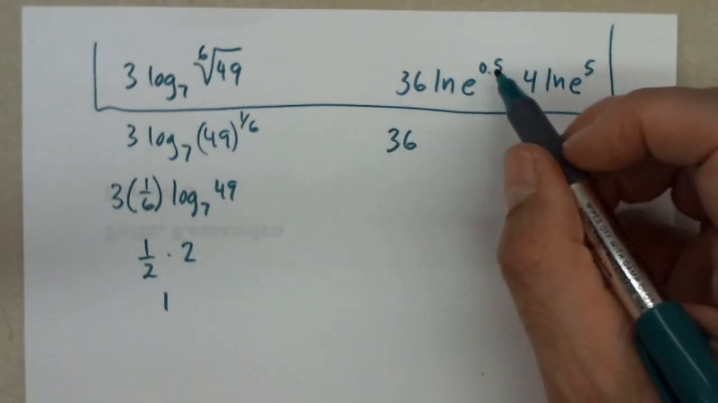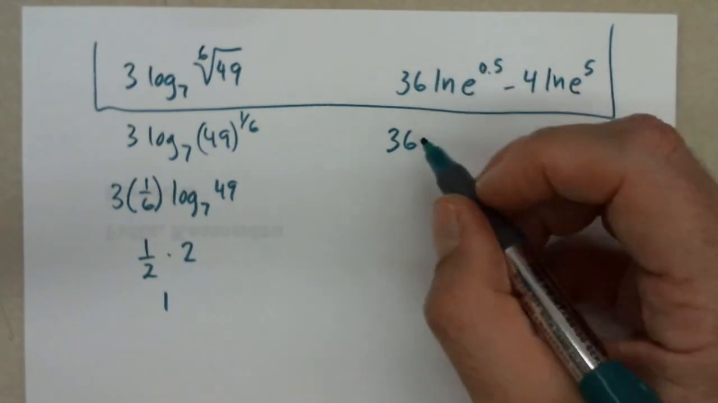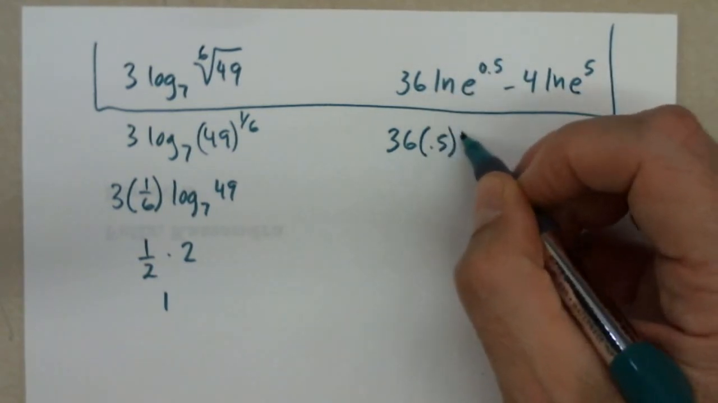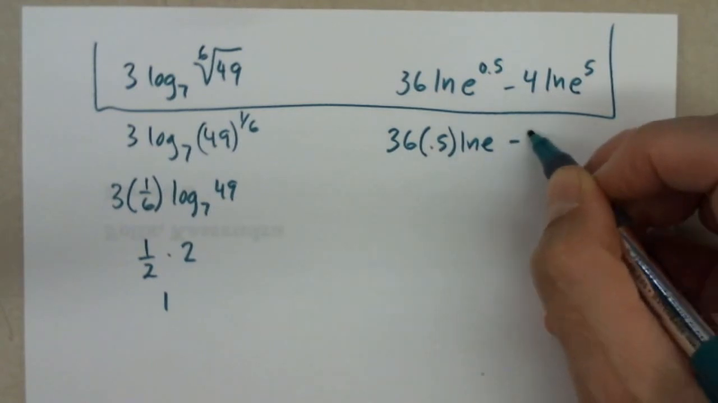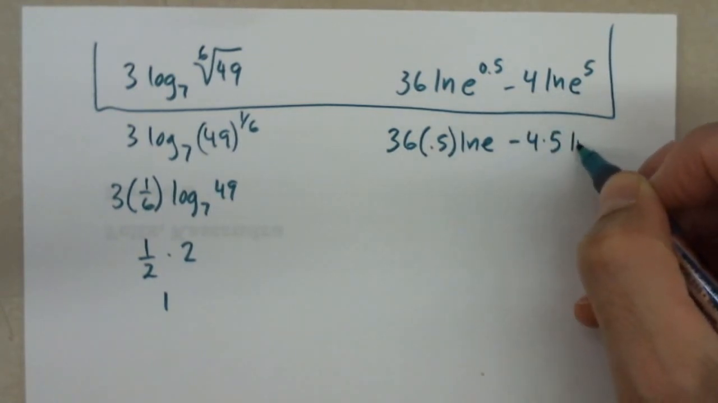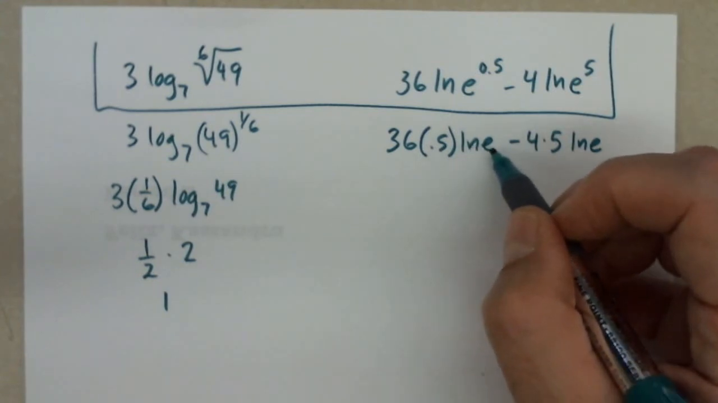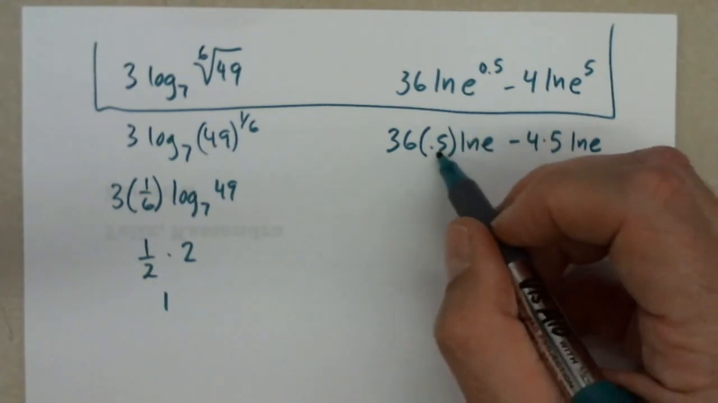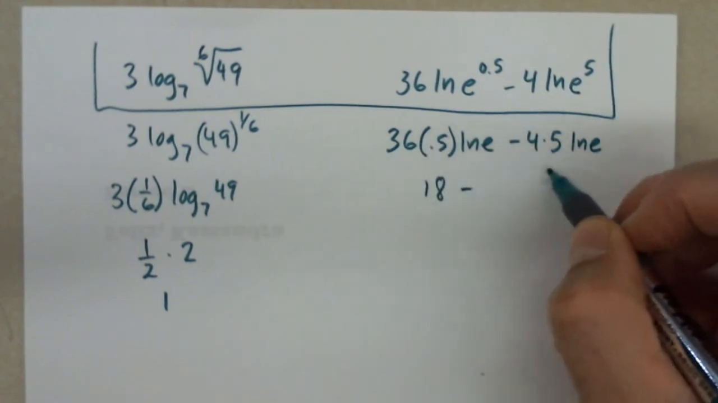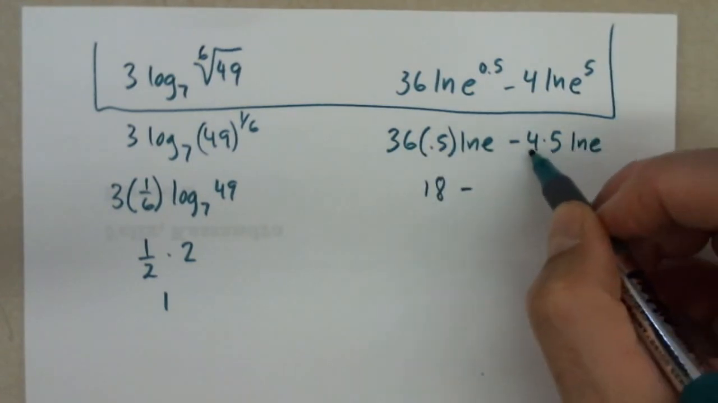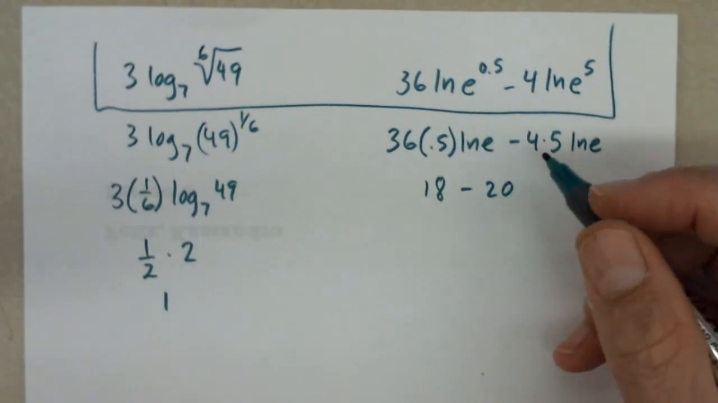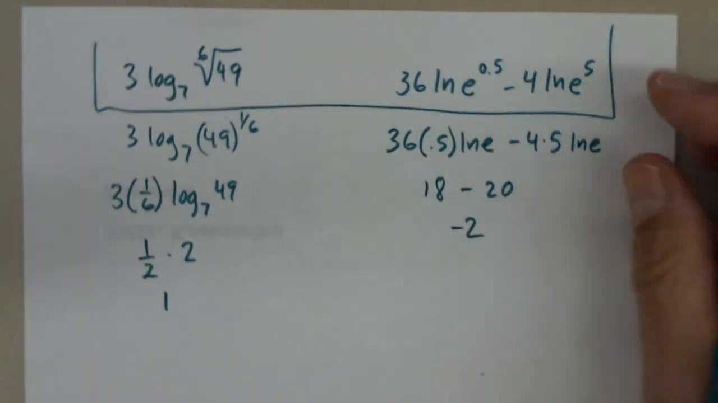36. Let's move this out in front. To what power do you raise e to get e? That's 1. And then we go 1/2 of 36. And this will be 1 times 20. So we get -2.